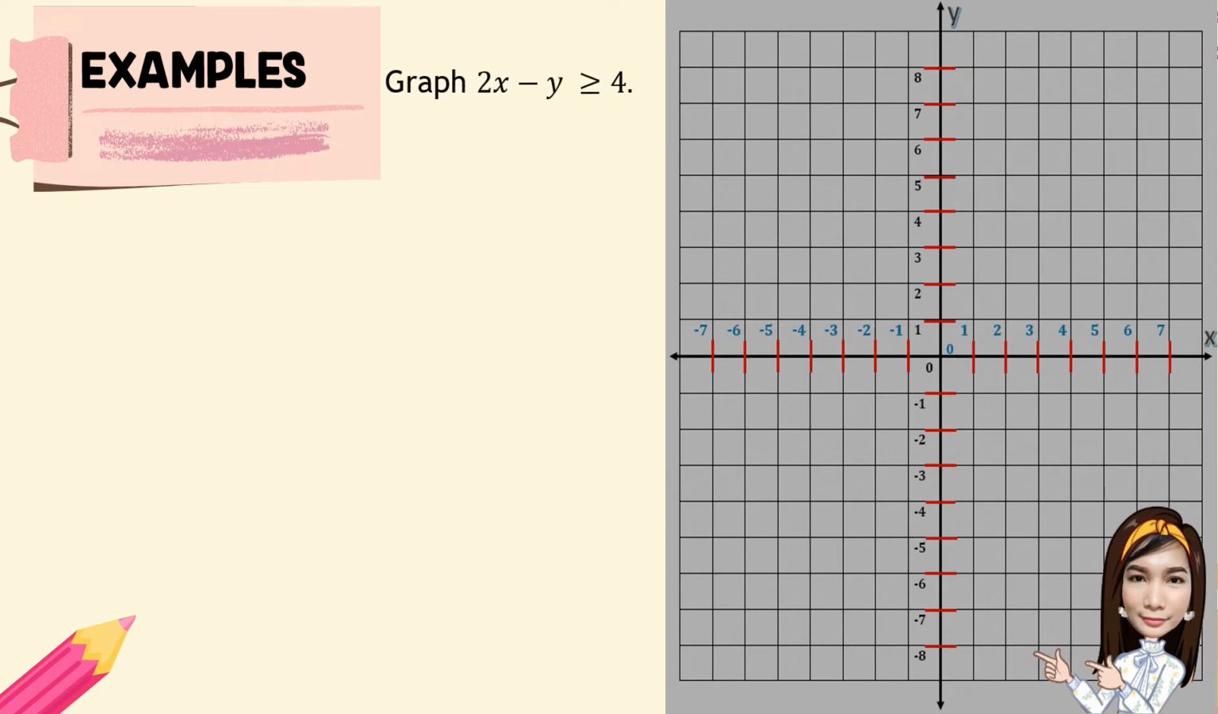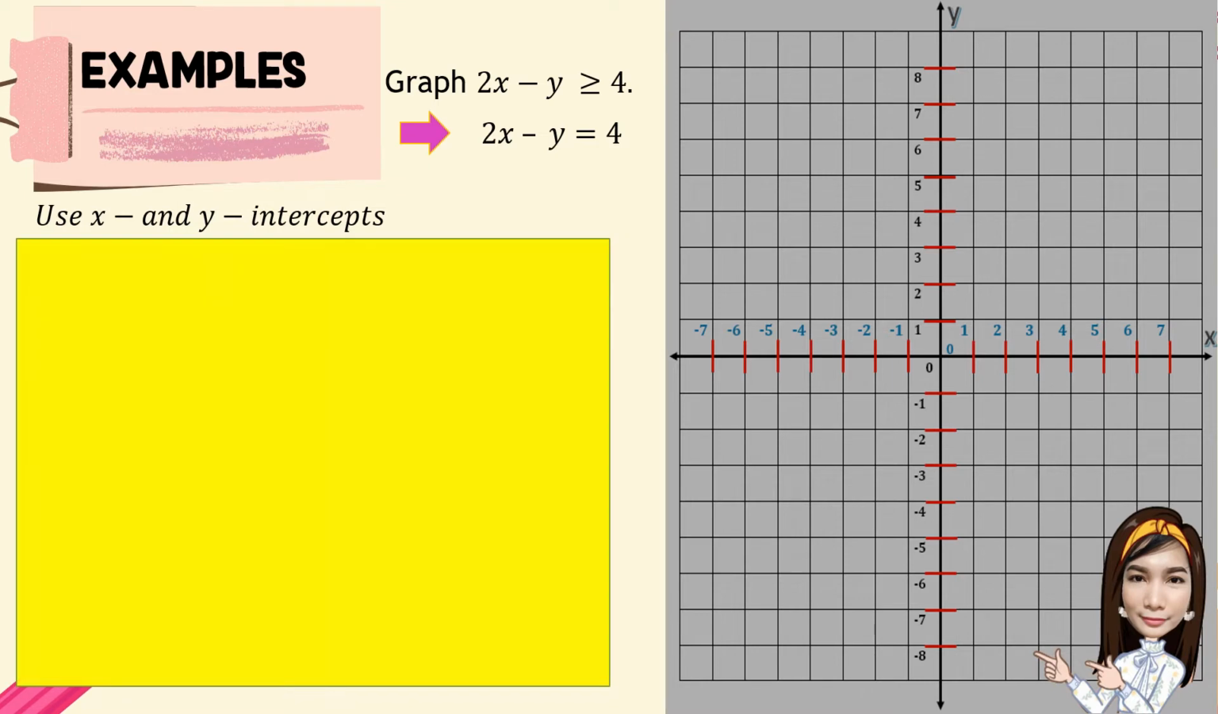Graph 2x - y ≥ 4. First, we're going to rewrite it as an equation. So we have 2x - y = 4. We're going to change the inequality symbol to an equal sign. Then use x and y intercepts.